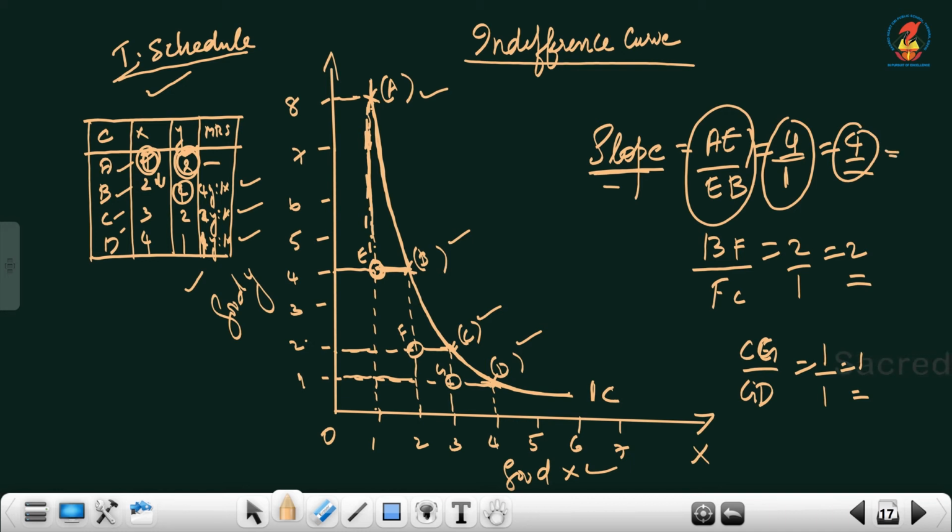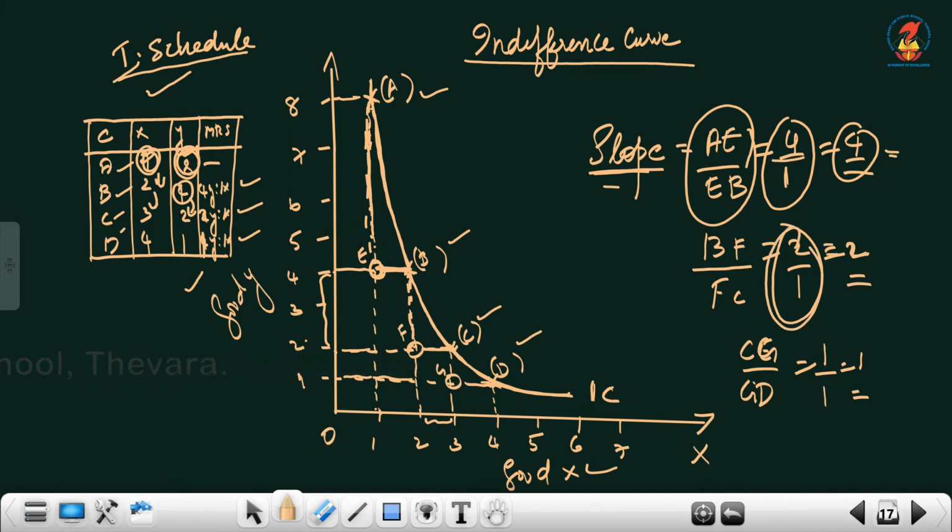Next is BF by FC. BF is this box and FC is this one. Now that is 2 divided by 1. That is 4 to 2 is 2, and 2 to 3 is 1. That is BF by FC, this 2 by 1 is equal to 2.